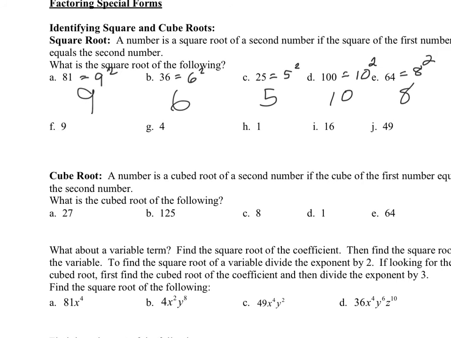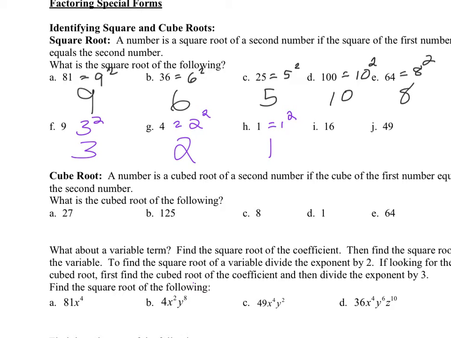Nine, on the other hand, is 3 squared, so 3 is its square root. 4 is 2 squared, so 2 is the square root. Okay, not 2 to the 4. Sorry about that. 2 squared. 1 is also 1 squared, which makes 1 its own square root.